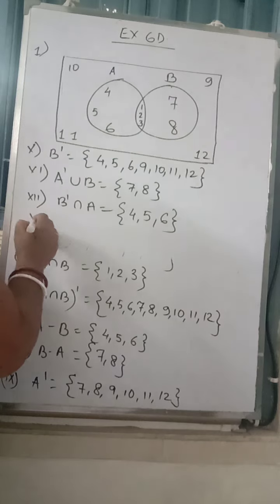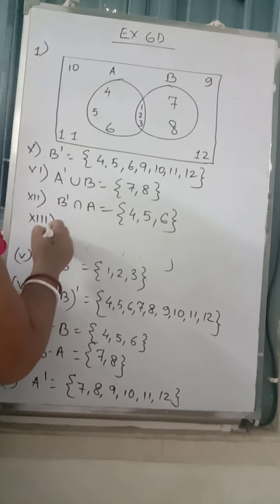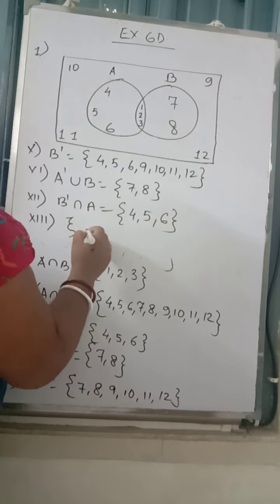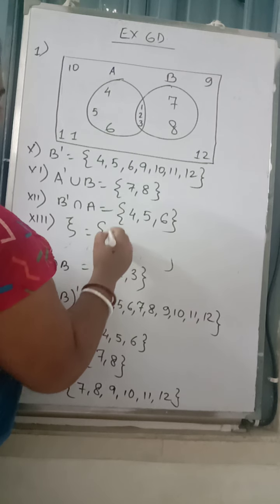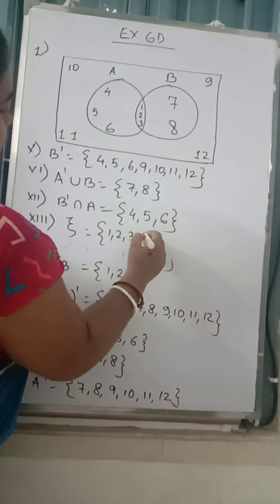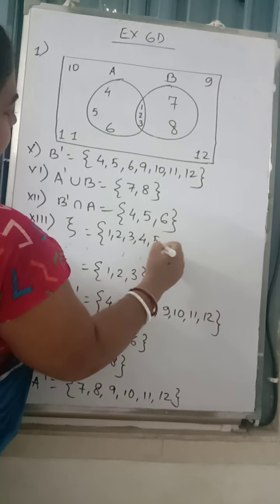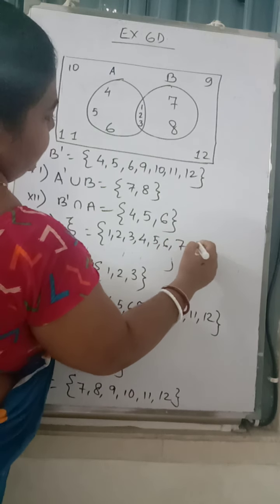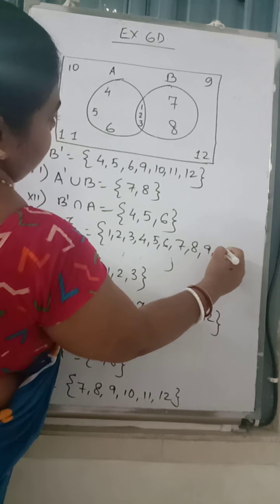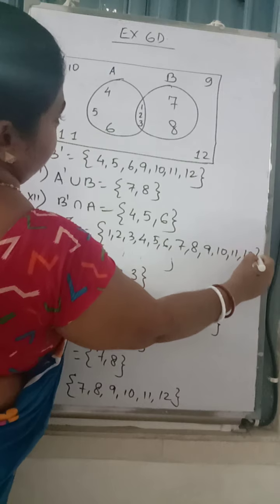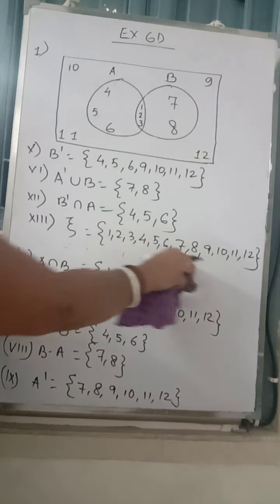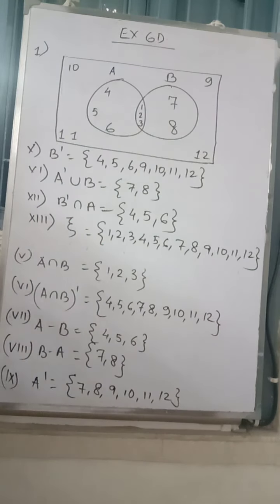Now the last one is universal set. So what does it mean? It means all the members of set A, B and other than set A and B. So this will be the universal set. So we have to observe the Venn diagram which is given to us and we have to write the members.